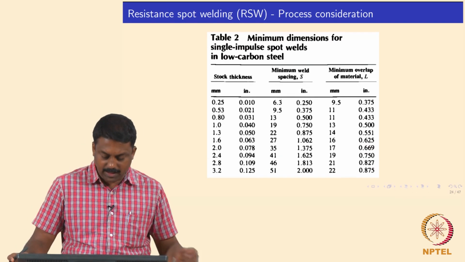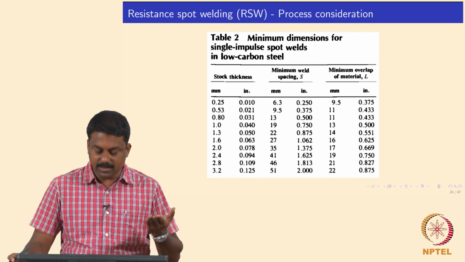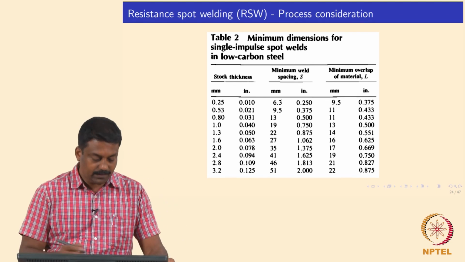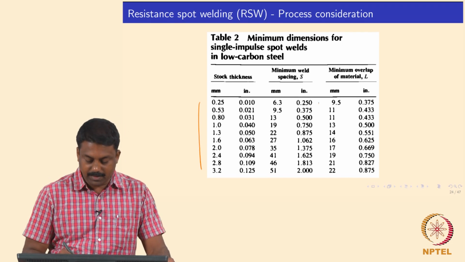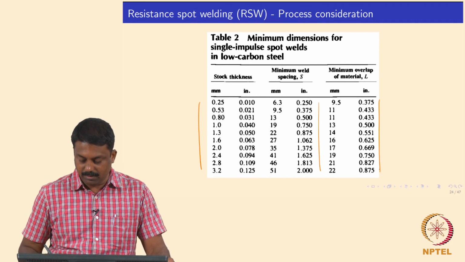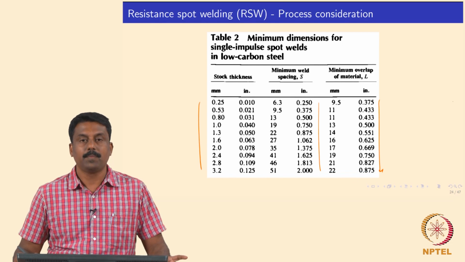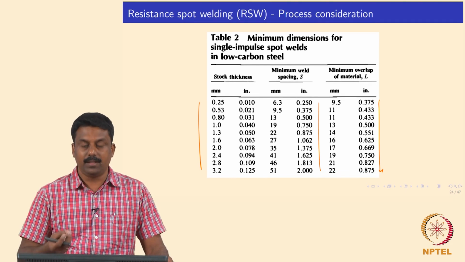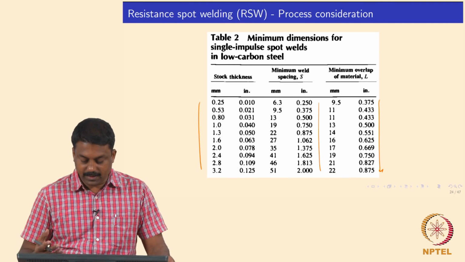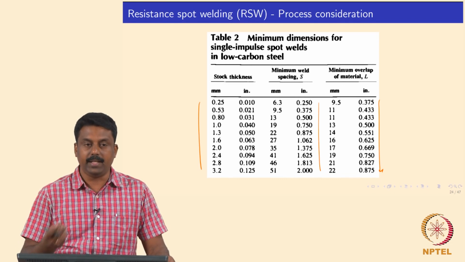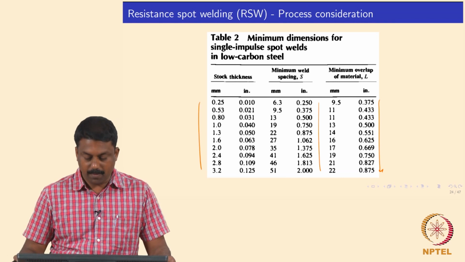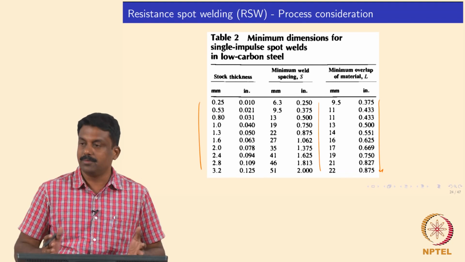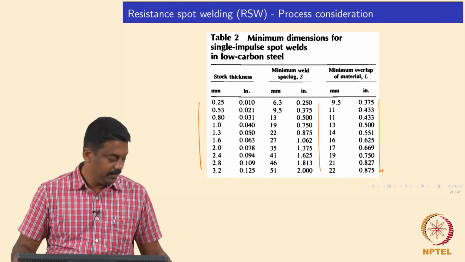Okay, there is some data you can find. These are already established parameters for low carbon steel as a function of thickness: what is the minimum S you need, and what is the minimum overlap distance you need. These are all calculated based on the fact that the electrical contact resistance will be maintained at the faying interface. No need to concentrate on this, I just show you to see that these are important.